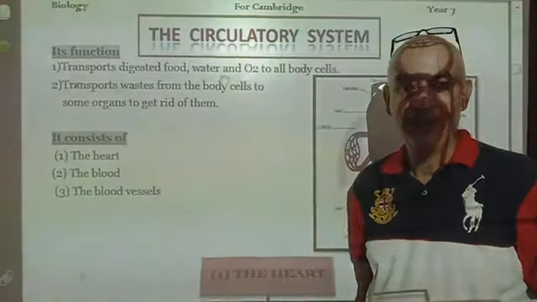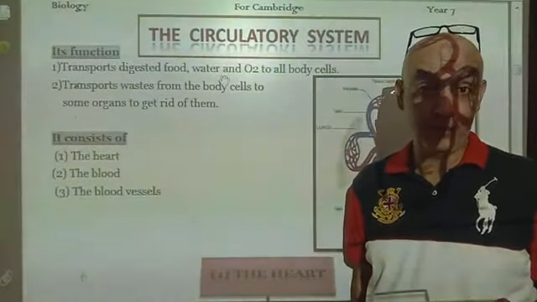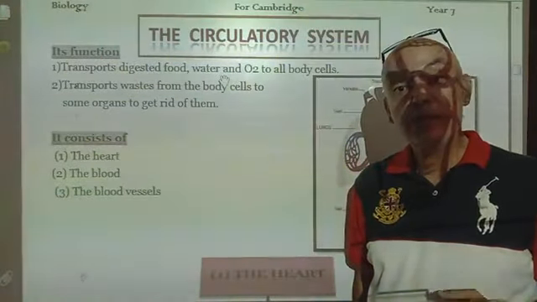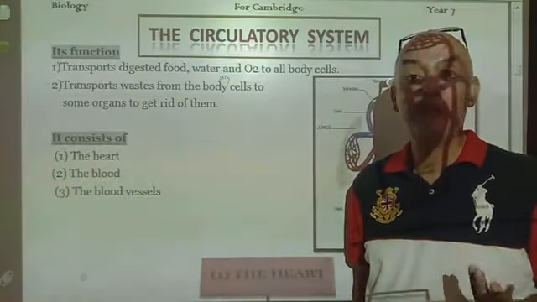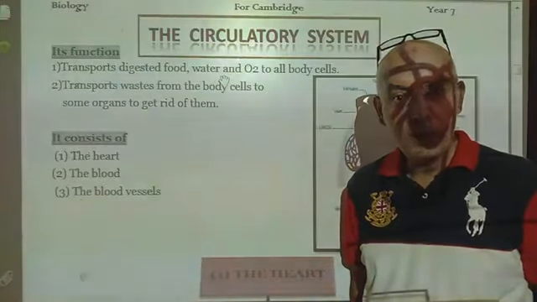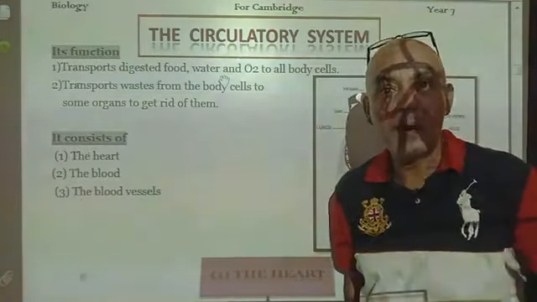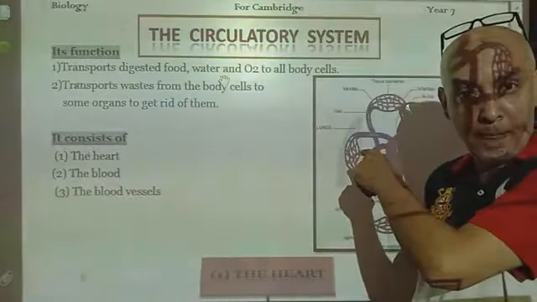Hello. One of the most important systems inside our bodies is responsible to transport, to distribute oxygen, digested food, and water to all parts of the body. This is done by the circulatory system.